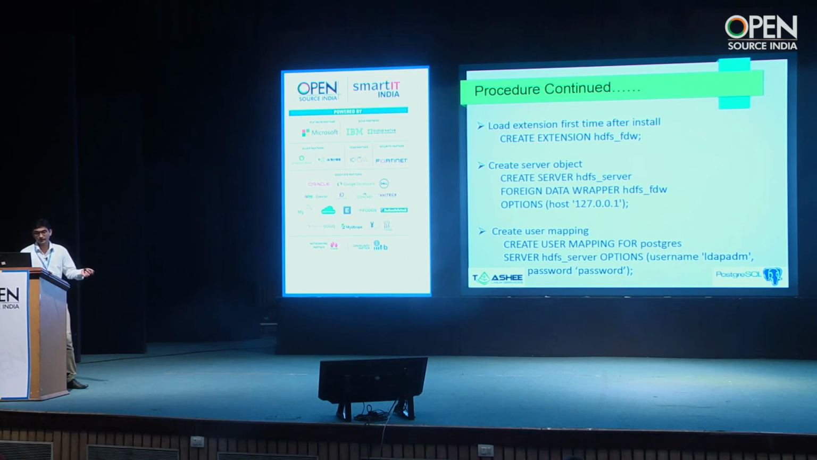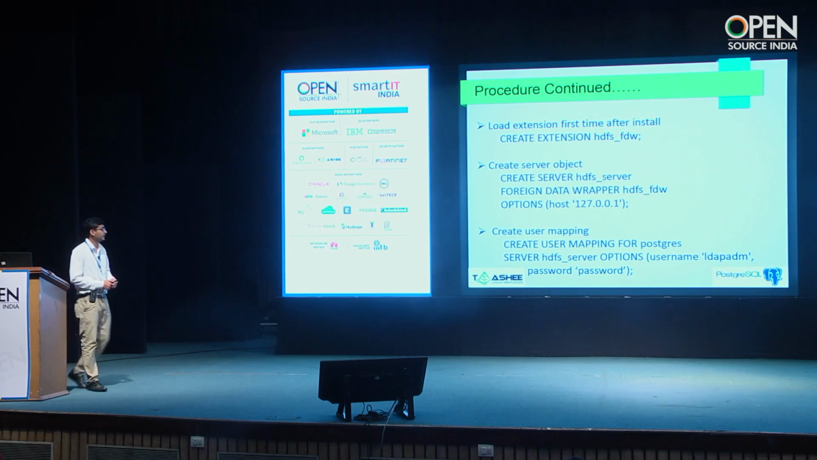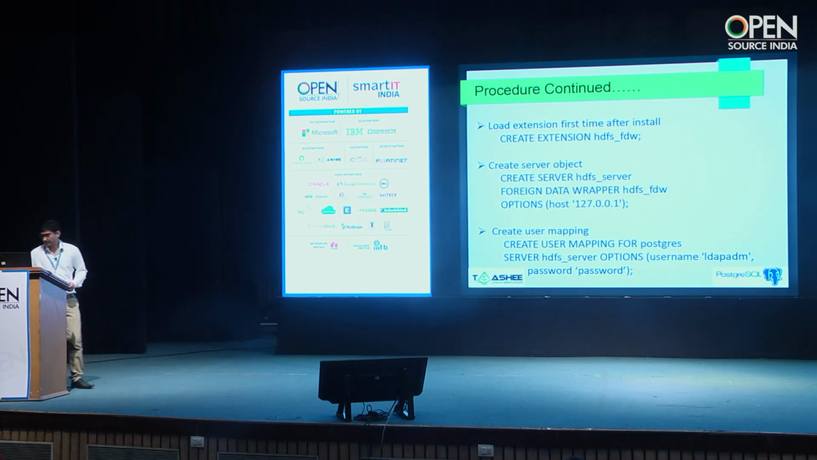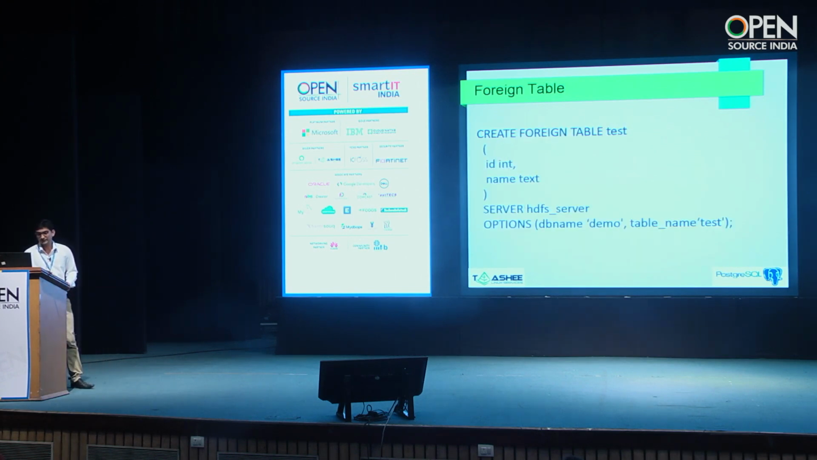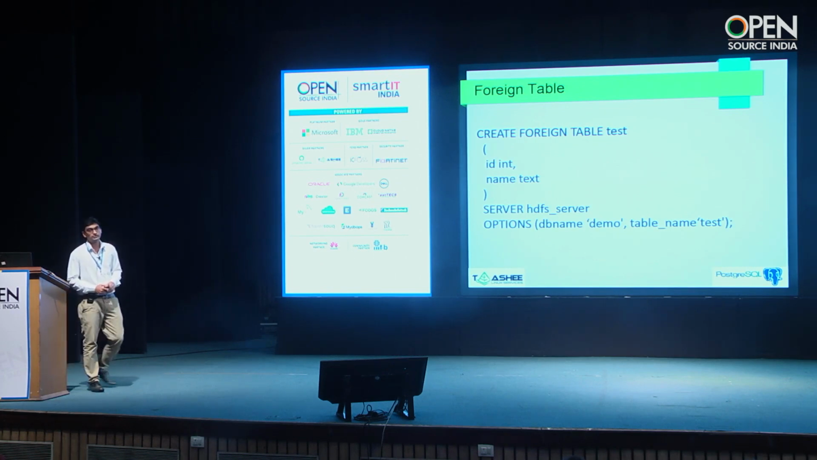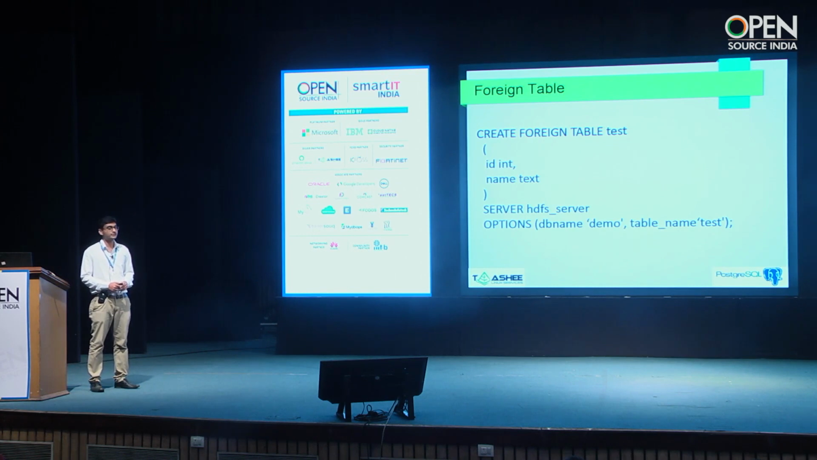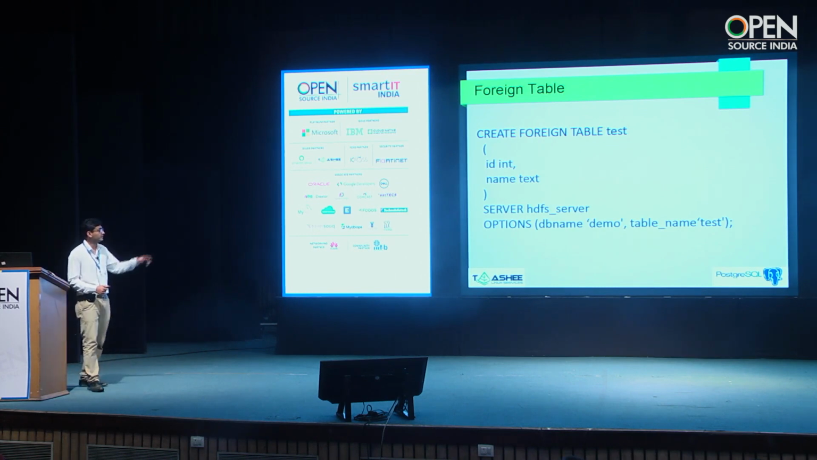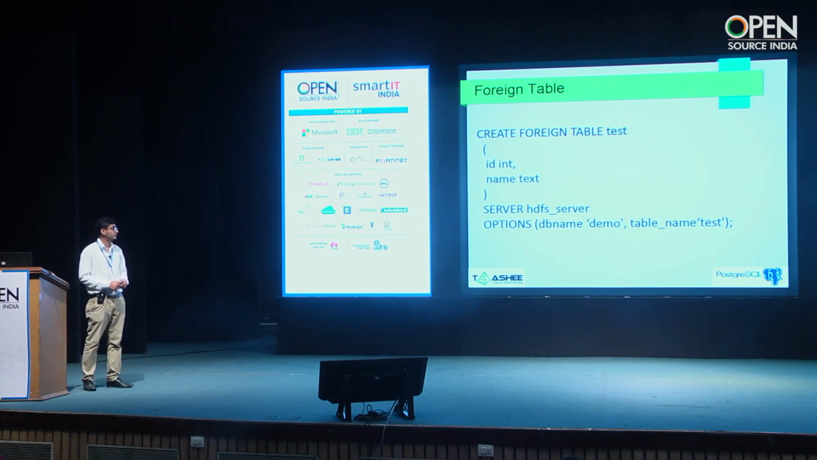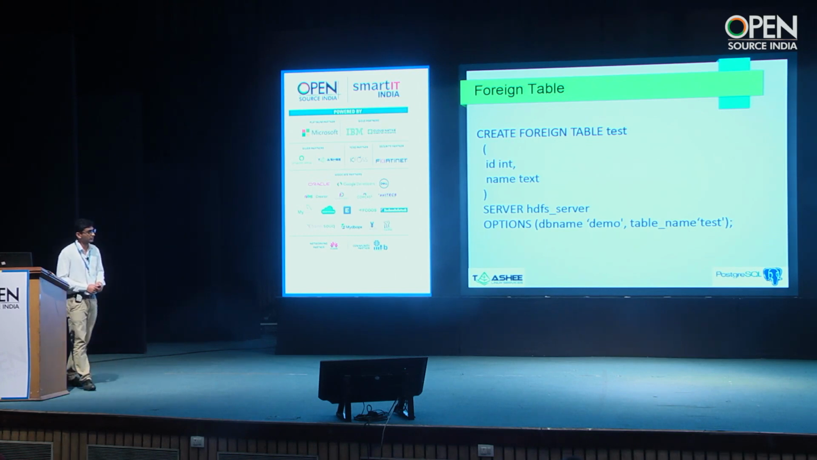So next you have to create one user mapping over here for Postgres in order to access the username and the password. The next thing is you have to create one foreign table where the foreign table structure has to match your foreign Hive server table, where you have to pass a few parameters over here: I'm connecting to the demo database over here, and the table name test table I'm connecting to.